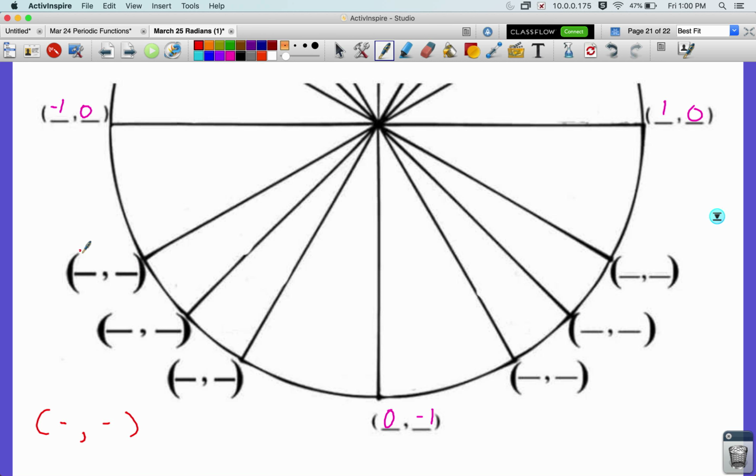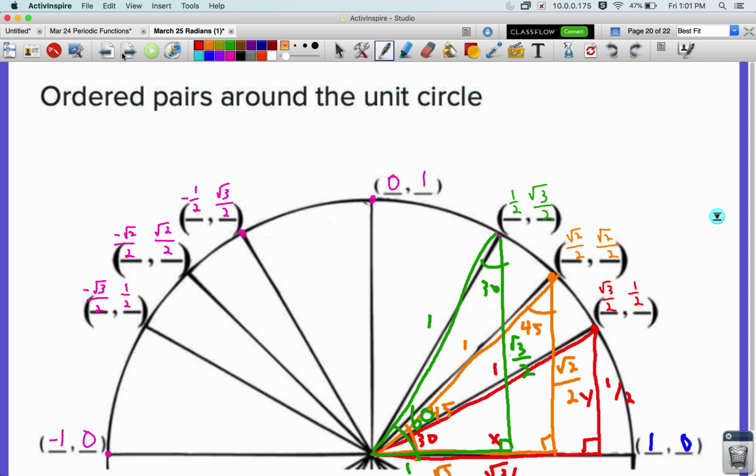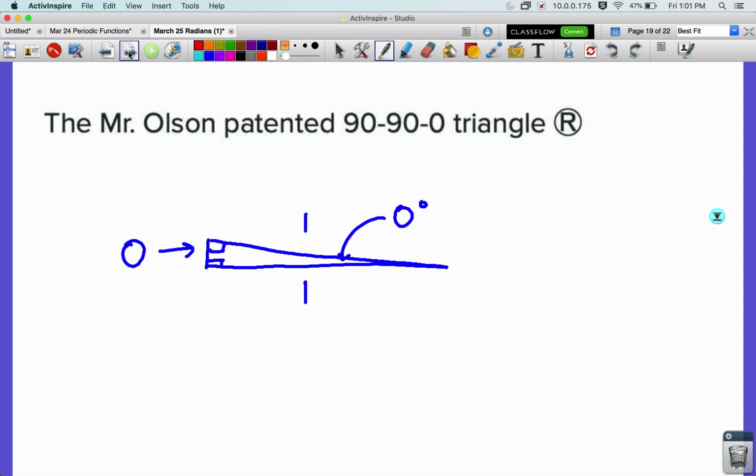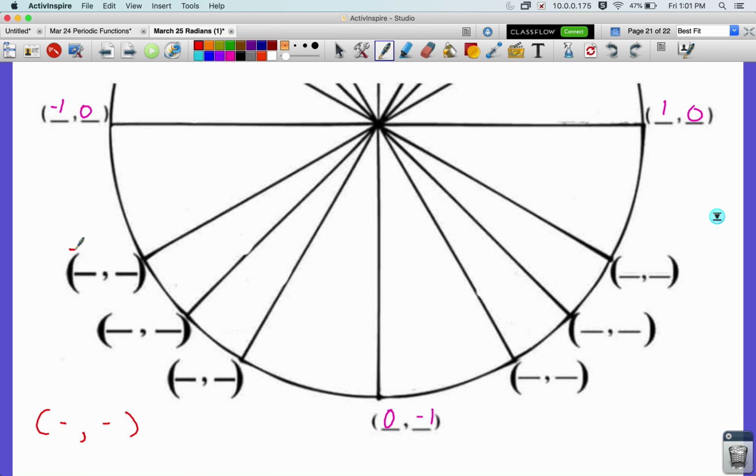So let me just think. This one is, I actually have to go look. It's this point, but now with a negative on both of them. So negative square root of 3 over 2, comma -1/2. This one's negative root 2 over 2, negative root 2 over 2, -1/2, negative square root of 3 over 2.